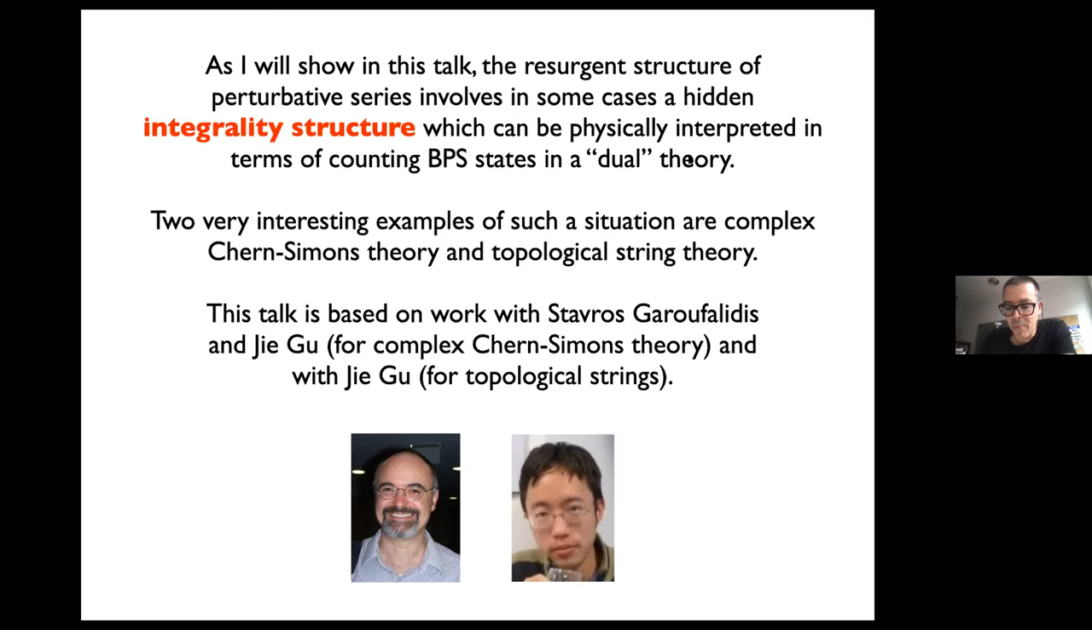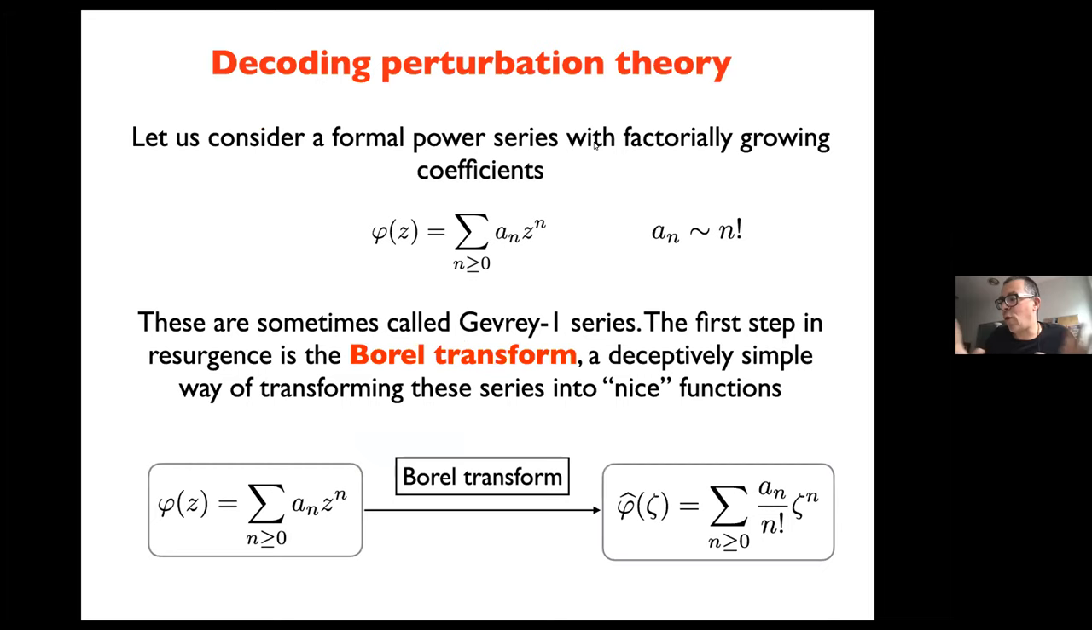Okay, so let me start with some formal definitions, which I hope are going to be simple, but are going to be really the main technique I will use in my talk. As I mentioned before, the starting point for this analysis is going to be a perturbative series. And perturbative series in quantum theory and in many quantum field theories are typically factorially divergent. So my original mathematical object is going to be an asymptotic formal power series, phi of z, which I'm going to write in this way. So this is really a formal series. It's not defined as a function. And these coefficients a_n grow like n factorial.